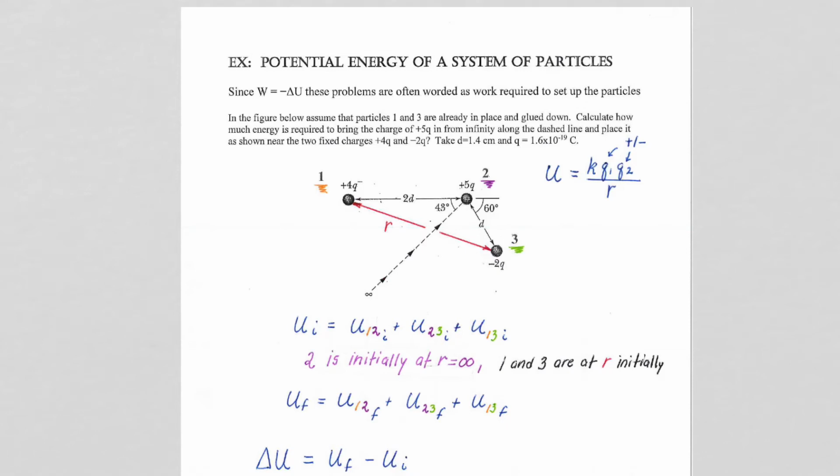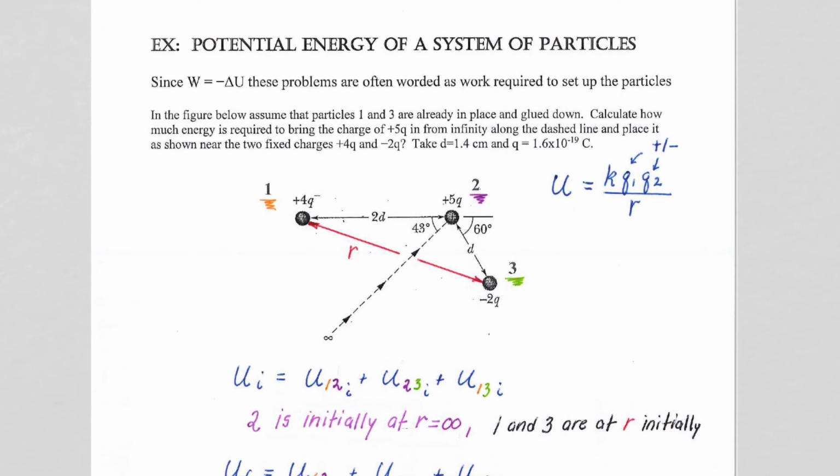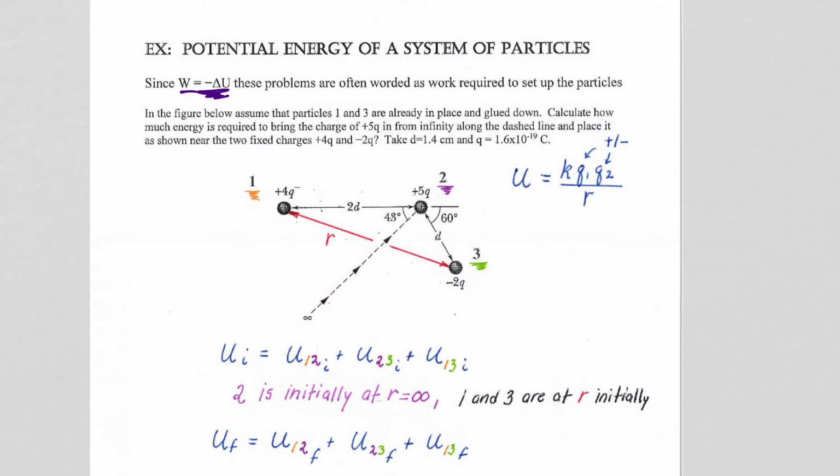Let's look at an example using the individual potential energy values between two particles in a typical problem. Since work equals negative the change in potential energy, these types of problems, where we have multiple point particles and we're looking at the potential energy of this system of particles, will often be worded as: calculate the work required to assemble or set up the particles into these positions. The only other version of this type of problem is the work required to disassemble or pull them apart to infinity.